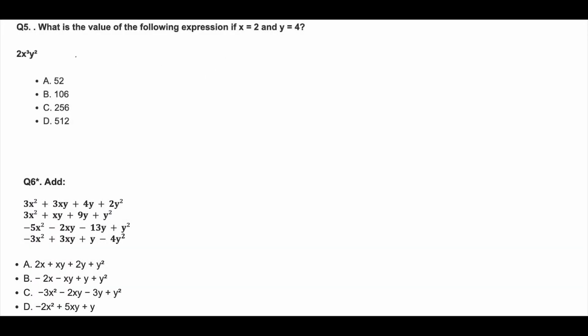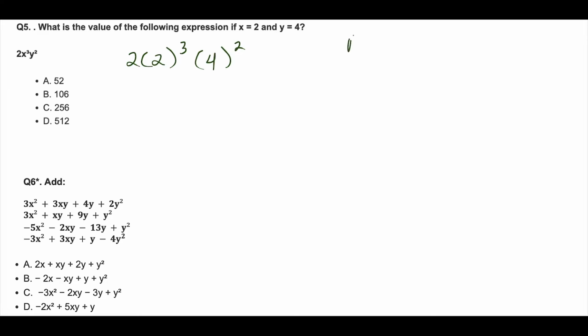For the next question here, we're going to evaluate this by direct substitution. We want to know, what is the value of 2x to the third y squared? So we have 2x to the third y squared. Notice I just take the variables away, so I leave the x out and the y out. We're replacing x with positive 2, and we're replacing y with positive 4.